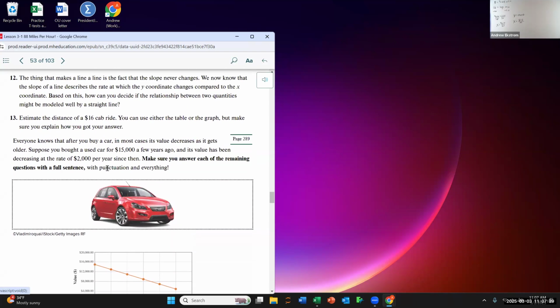So looking at this, everyone knows that after you buy a car, in most cases, its value decreases as it gets older. Suppose you bought a used car for $15,000. The value has been decreasing by a rate of $2,000 per year since then.